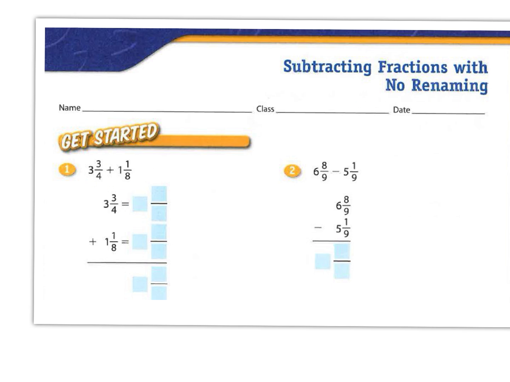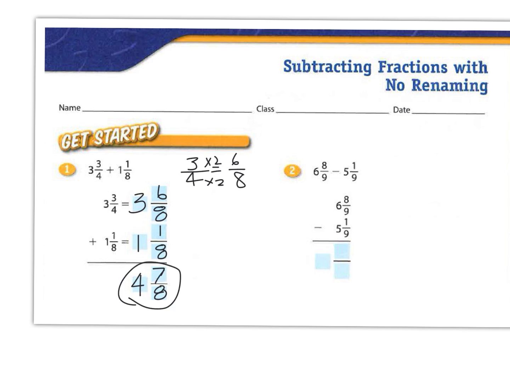Here's a review of an addition problem with mixed numbers. 3 3/4 plus 1 1/8. Let's change it to eighths because we know that fourths goes into eighths. So we're going to change the 3/4 into eighths. We would do times 2, so 6/8. And then we would have 1 1/8. So now we can add those. 6/8 plus 1/8 is 7/8. And then 3 plus 1 is 4. So our final answer is 4 7/8.